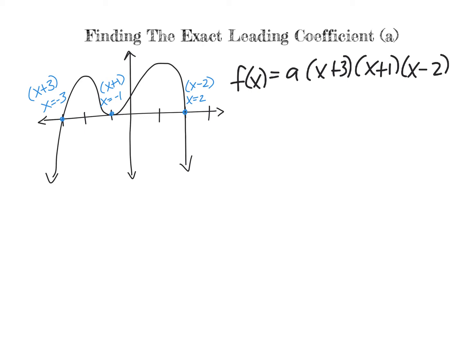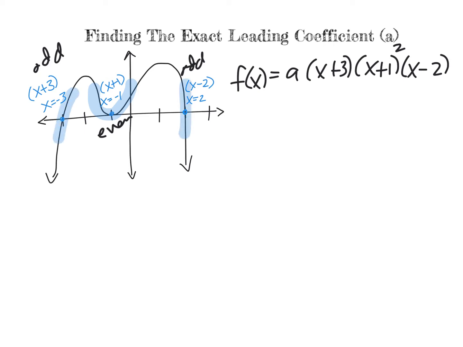In terms of multiplicity, here we're dealing with odd, here we're dealing with even, and here we're dealing with odd. So the only one that has an actual exponent is going to be at x plus 1. x plus 1 squared, because it's bouncing back at this location. And the other one, it's crossing the x-axis.